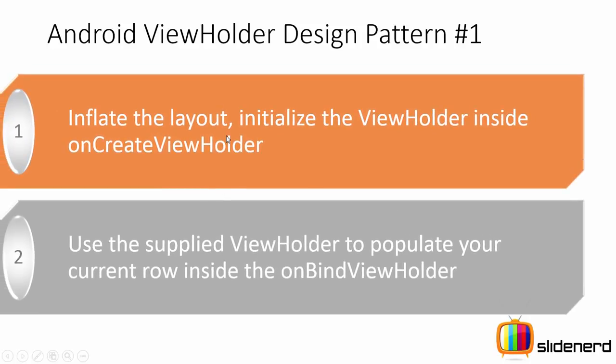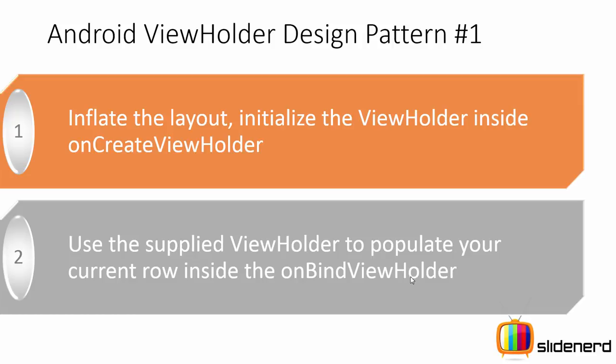So the two steps that you're going to use are something like this. First step, inflate the layout and initialize the view holder inside the method called on create view holder of your adapter. And then you're going to use the provided view holder inside the method called on bind view holder to supply the proper values. In the next video, we're going to take a look at what the adapter is, what the on create view holder is, what the on bind view holder is, how they work together, and how your screen finally looks when you use the right layout manager.